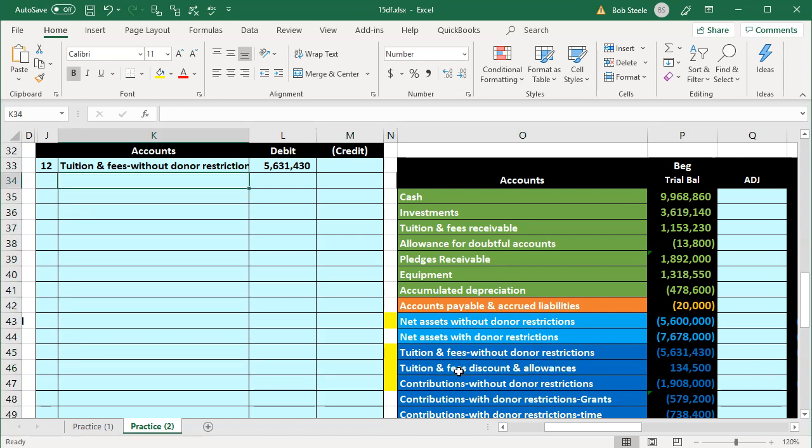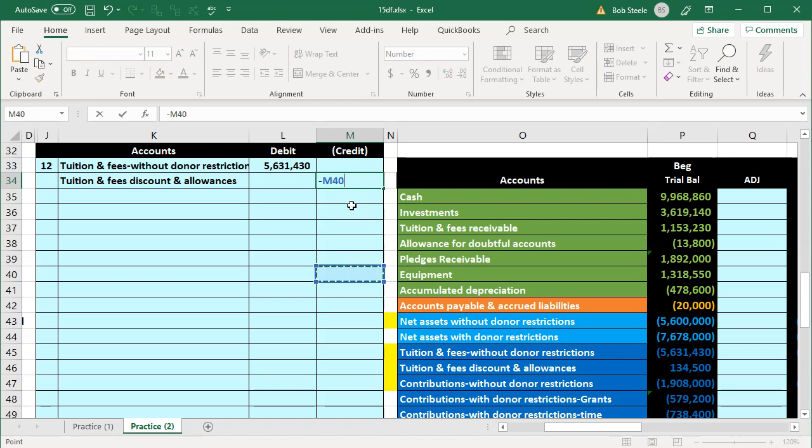So I'm going to go back up top. We are in K34. I'm going to say equals. We'll pick up the tuition and fees, discount, and allowances. We want to then be on the credit side, and I'm going to make it a negative of that number. So I'm going to say negative of that 134,500.